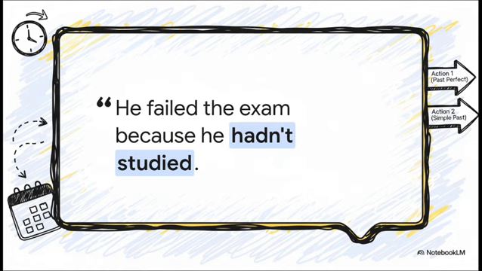And this is a perfect example of cause and effect. Why did he fail the exam? Well, it's because of something that happened or didn't happen earlier. The cause was he hadn't studied. The effect was he failed. The past perfect just makes that connection crystal clear.